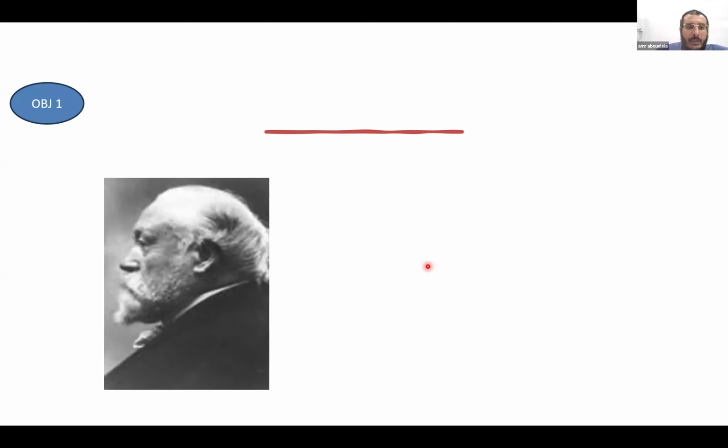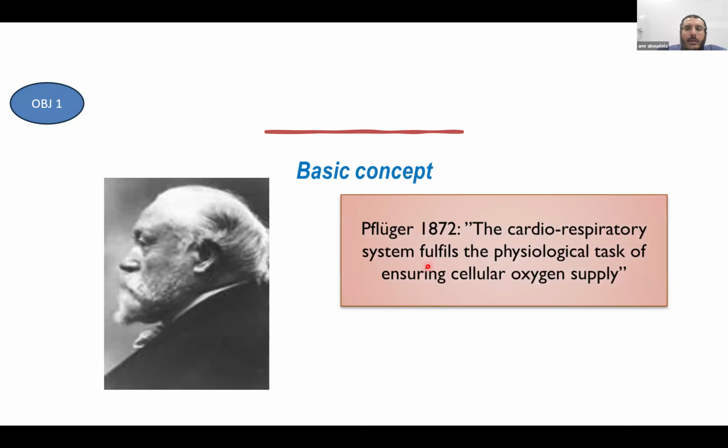So initially, this guy is Edward Pflüger. He was a German scientist in physiology. In 1872, he mentioned that the cardiorespiratory system fulfills the physiological task of ensuring cellular oxygen supply. This is an old statement, more than 150 years old.